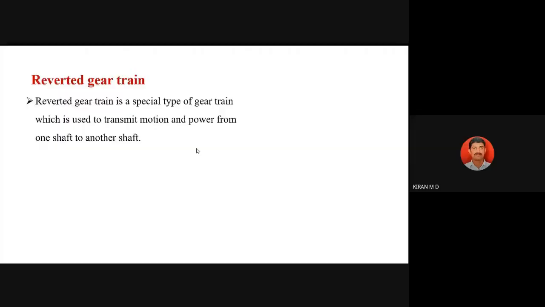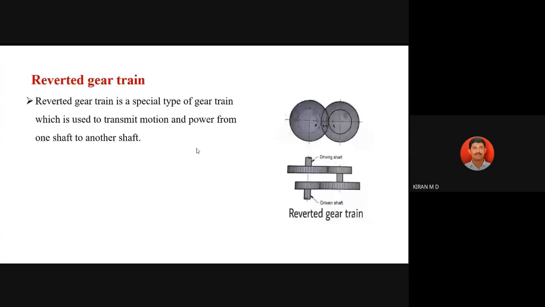In that, what will happen? One gear is mounted with different gears, but both the driver and driven gears are on the same axis. See here is the driving gear. Again it will transmit the power to this one, and this will come to the driven gear. This is one type of compound gear. This is an improvisation of compound gear.